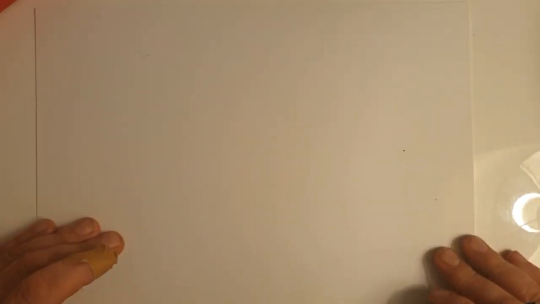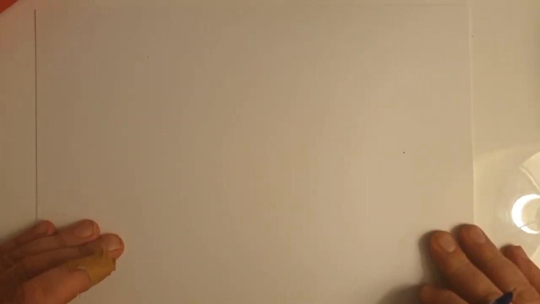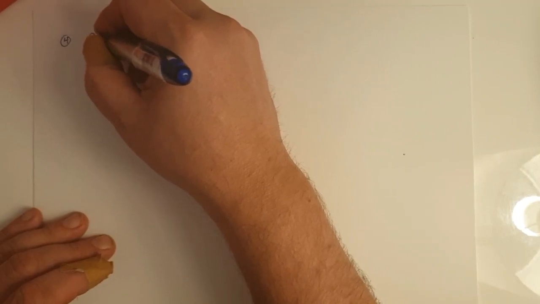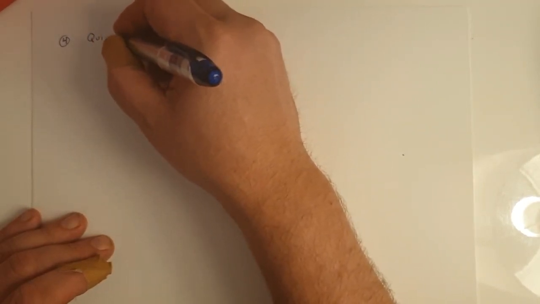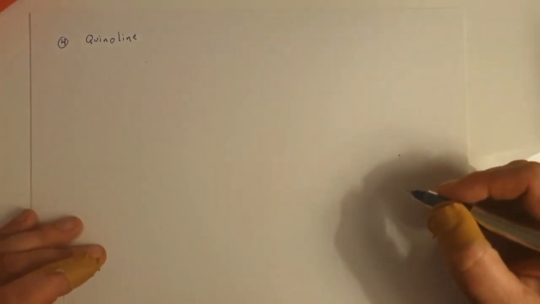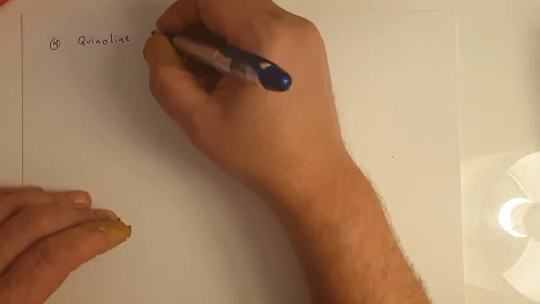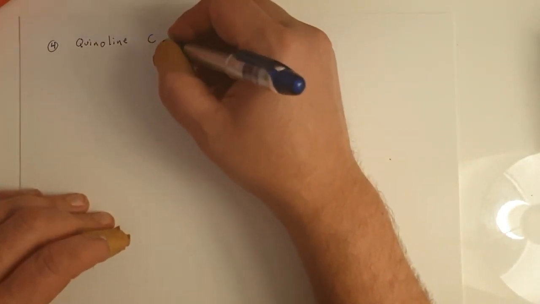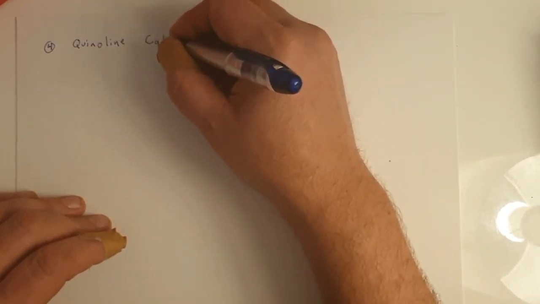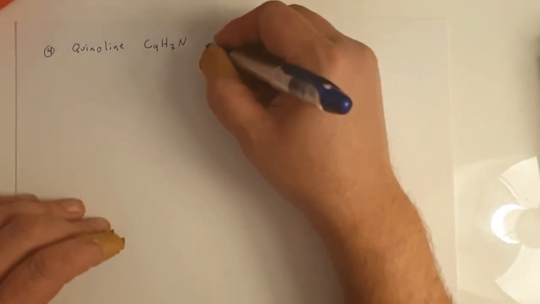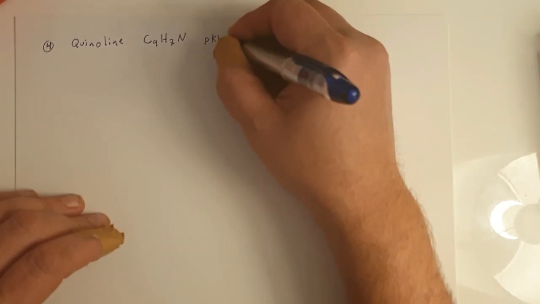Okay, this is question 4 on acid-base problems. Question 4 is about quinoline, which is an anti-malarial drug related to quinine. It has a molecular formula of C9H7N, and the question tells us that the pKb is equal to 9.5.